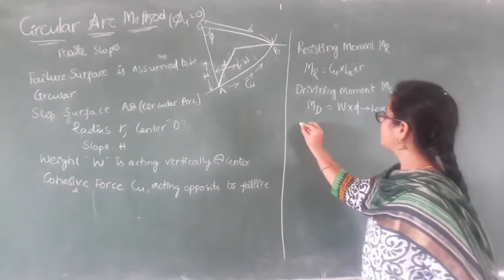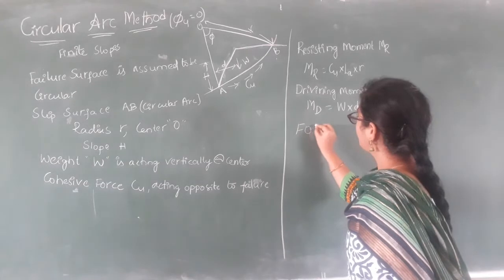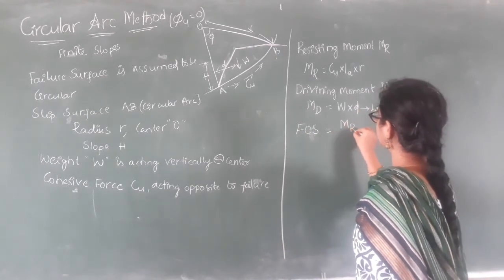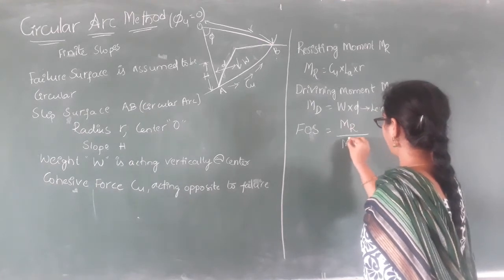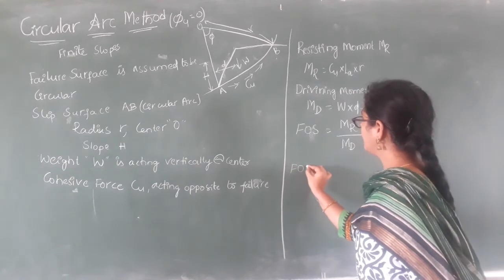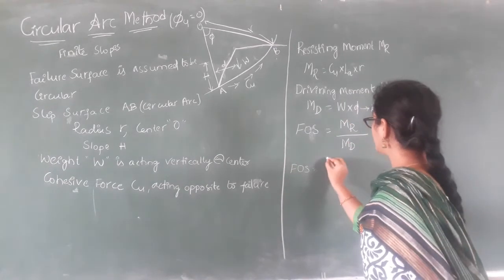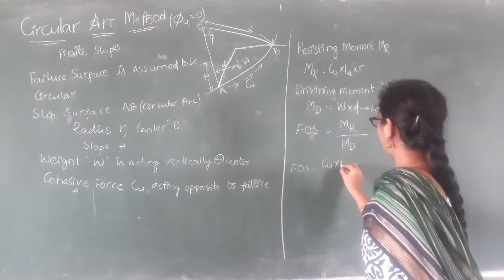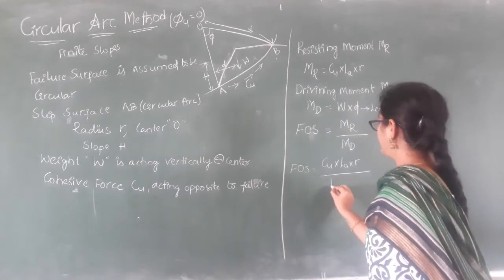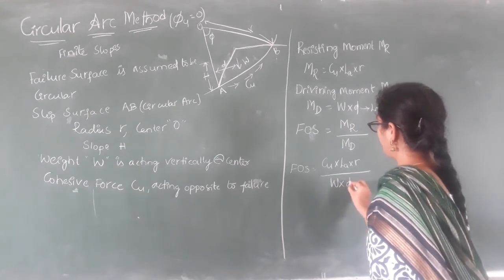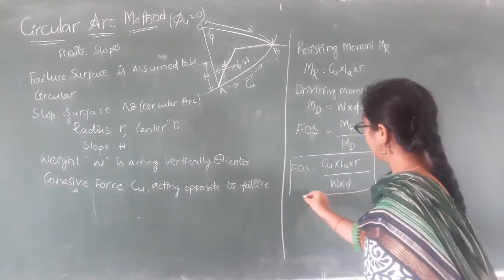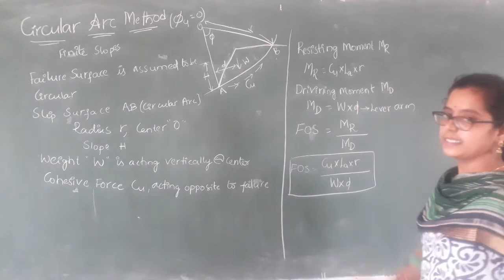So let us define factor of safety now. Factor of safety is equal to resisting moment to the driving moment, right? So factor of safety will be equal to Cu into La into R by W into d. So this is the factor of safety for the circular arc method.